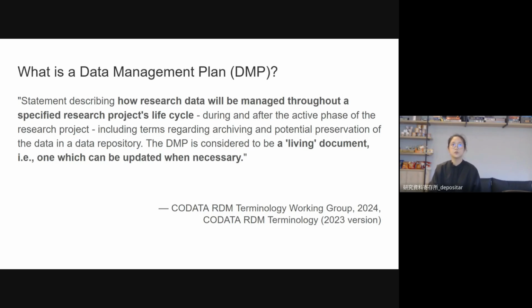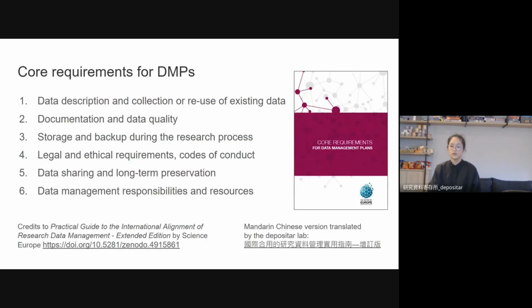A data management plan, in CODATA's terminology definition, is a statement describing how research data will be managed throughout a specified research project's lifecycle. And they stress that it is a living document, so it can be updated when necessary. What does a DMP usually include?